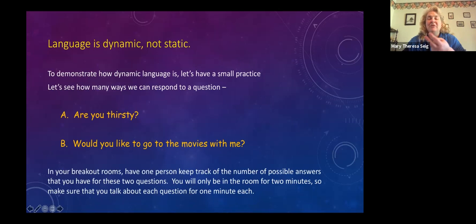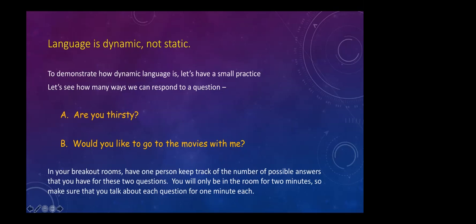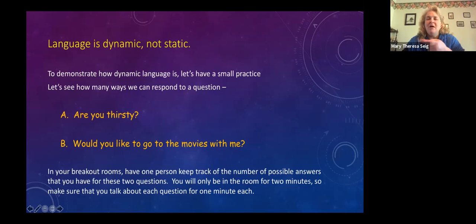The two questions are, are you thirsty? And would you like to go to the movies with me? Now, you're not trying to write down all of the answers that you come up with. You're just trying to keep track of the number of answers that you come up with. Okay, so here we go. We're going back into the breakout rooms. Let's hope they work a little bit better this time.